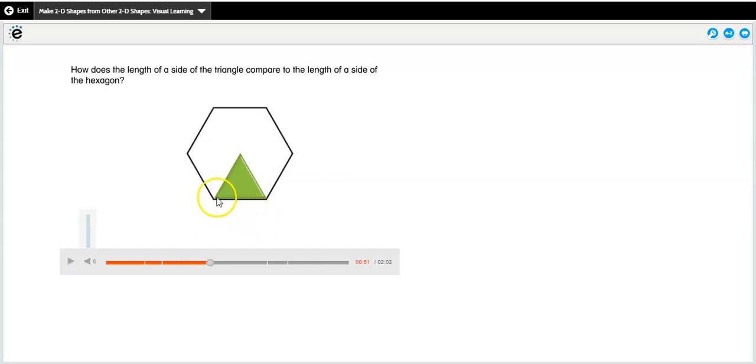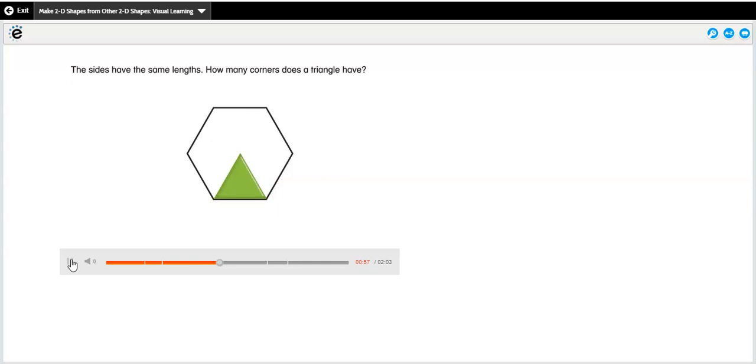Okay, so let's look at the side of the hexagon that we filled up with the triangle. And this is the side of the triangle. Is it the same length or is it a different length? It fills it perfectly, so I think it's the same length. The side of the triangle is the same length as the side of the hexagon.